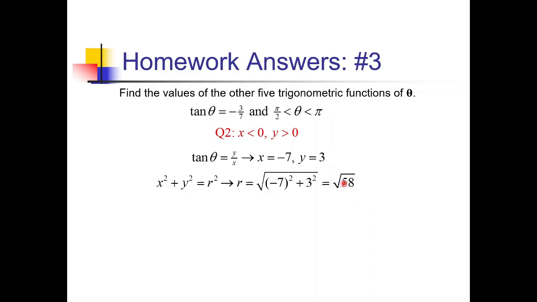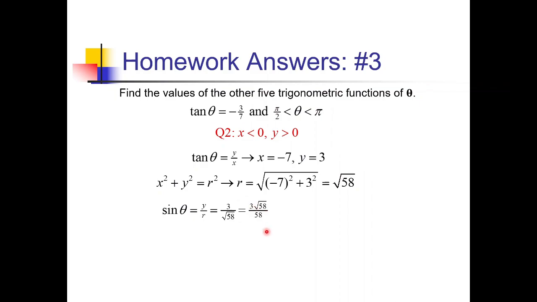Let's plug these things in now. We've got x, y, and the r value. We'll start by plugging into the sine formula. So that's going to be y over r. So in this case, we've got 3 over the square root of 58. Since I have a radical in the denominator, I need to multiply by the radical to get it out of the denominator. So we have 3 root 58 over 58 for that simplified answer.